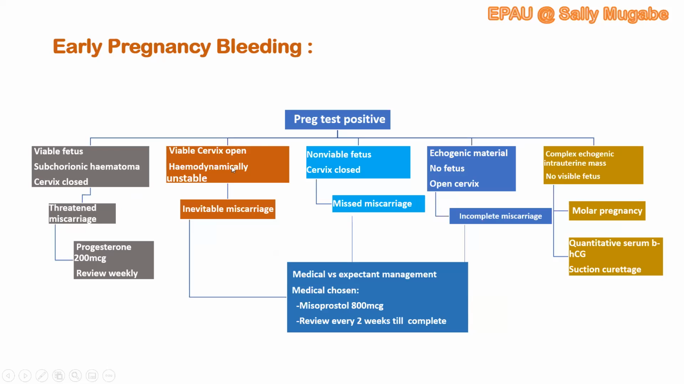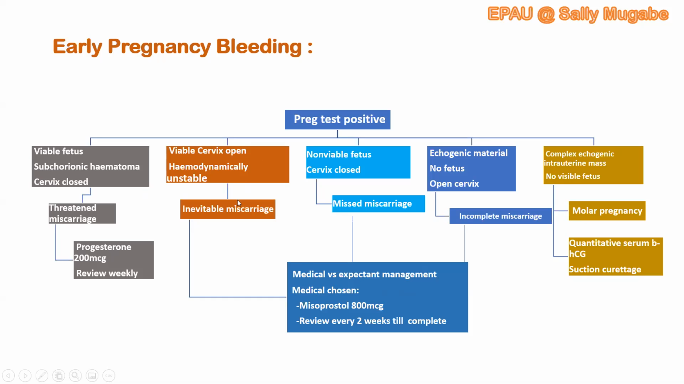Then we have situation number 2: viable fetus, cervix open, hemodynamically unstable or stable, one of them. This is an inevitable miscarriage. Then we go here, as I said the last time, that we can offer them medical versus expectant management if they are hemodynamically stable, not unstable. Please take note of this.